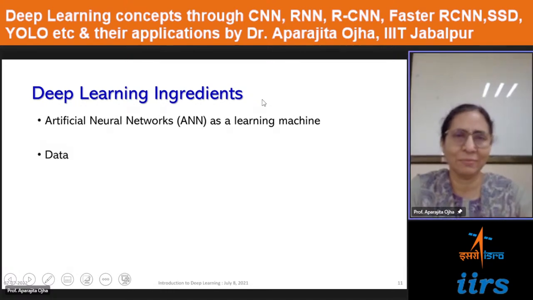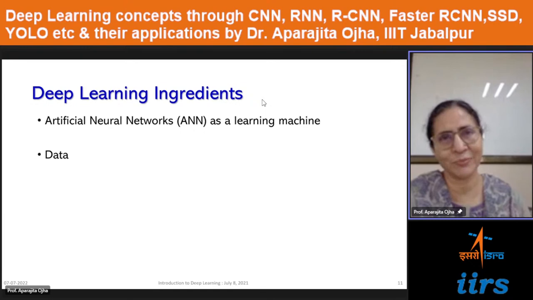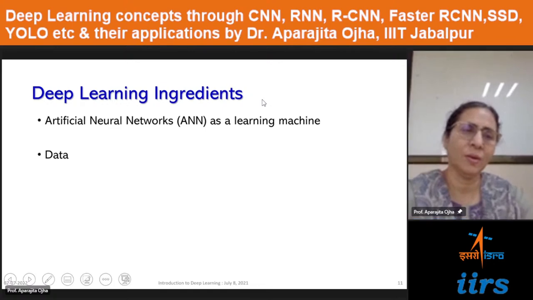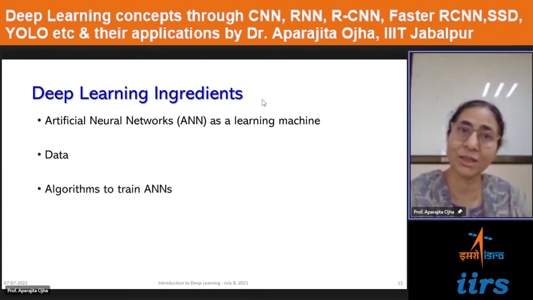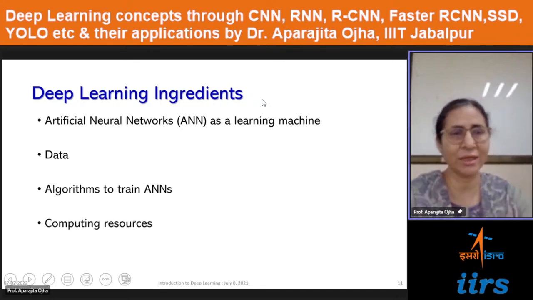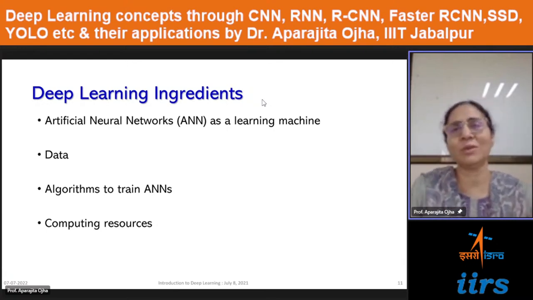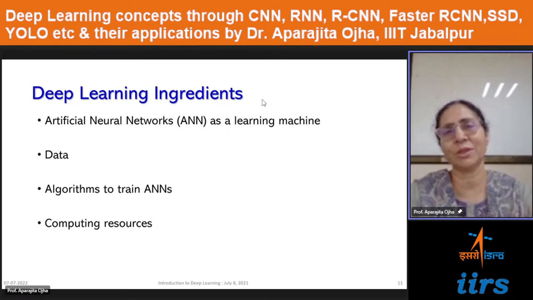So what are the ingredients of deep learning? Basically, the deep learning models use artificial neural networks as the learning machine or learning algorithms which are applied on these artificial neural networks. Data, algorithms which are important. How do we train? The machine will be the same, but how do you train the machine so that it learns better, it is able to recognize this in a faster way? So algorithms to train ANNs, and then computing resources. So we have 4 ingredients, and therefore artificial neural networks, you must have heard by now, you must be very much familiar with what are artificial neural networks.